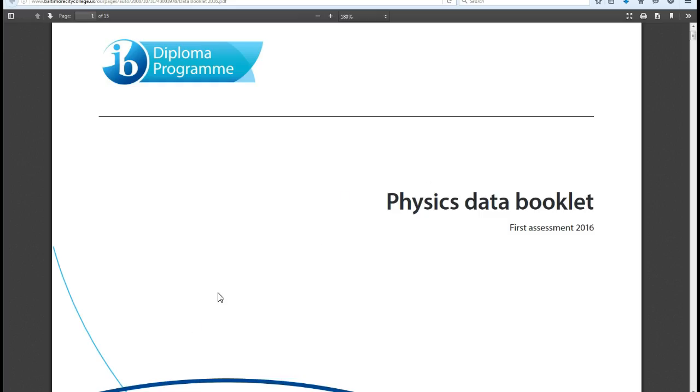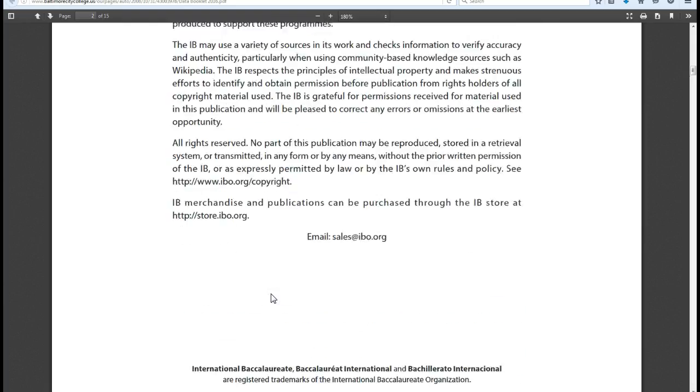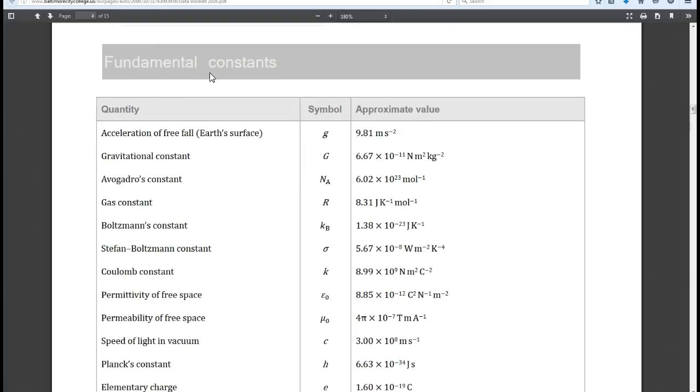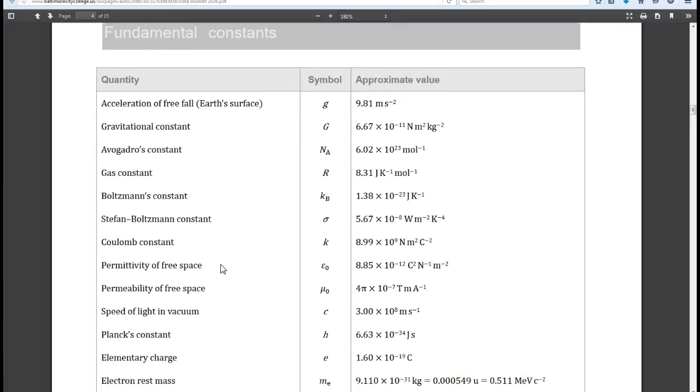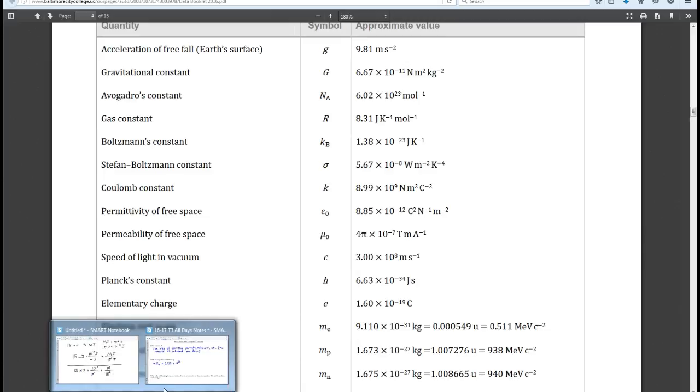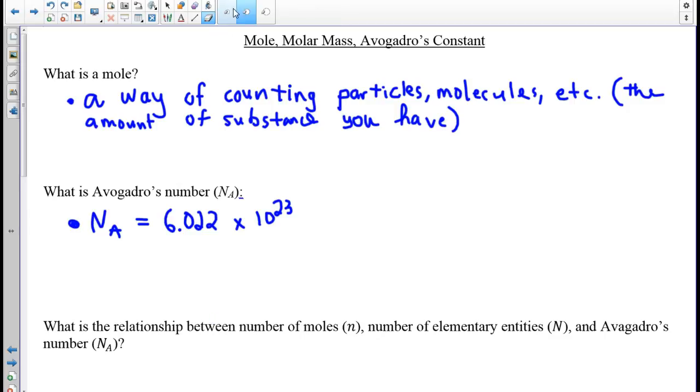And look at this, if we look in our data booklet, we've got a page that gives us a lot of different constants. Here are the fundamental constants we're given. Do you see Na anywhere? Here it is, Avogadro's constant. They're giving us the value 6.02 times 10 to the 23 moles to the negative 1. So let's adjust our value. It's 6.02, just 12, times 10 to the 23. And the unit is moles to the negative 1.